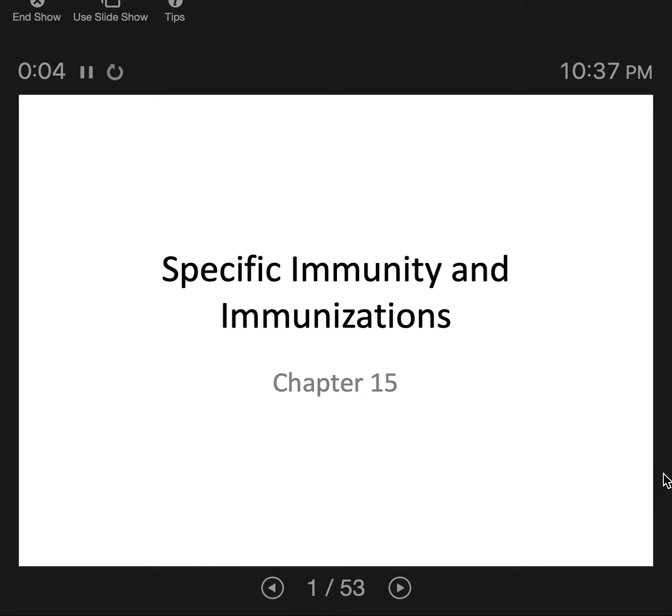Now we are starting chapter 15, specific immunity and immunizations. Specific immunity, also known as adaptive immunity, is the harder of the two immunity chapters. I'm including it first because we'll have exam 3, and then after exam 3, non-specific immunity is going to review a lot of the concepts that we've covered in chapter 15.